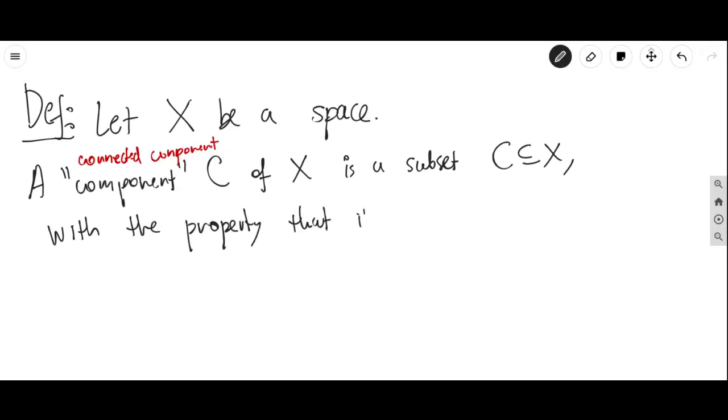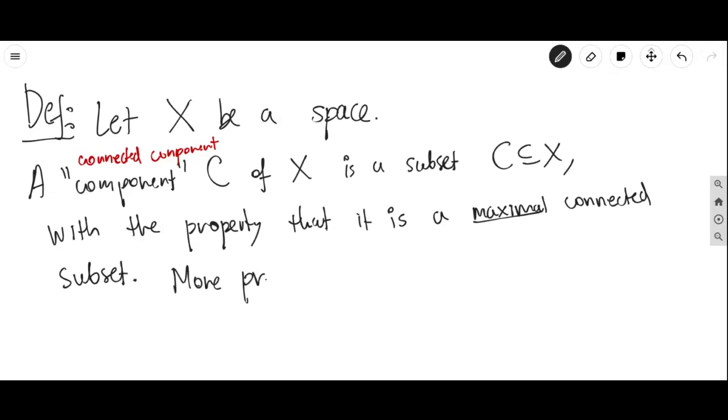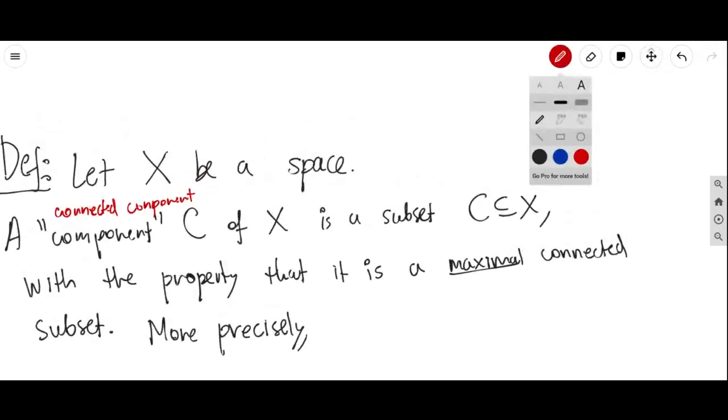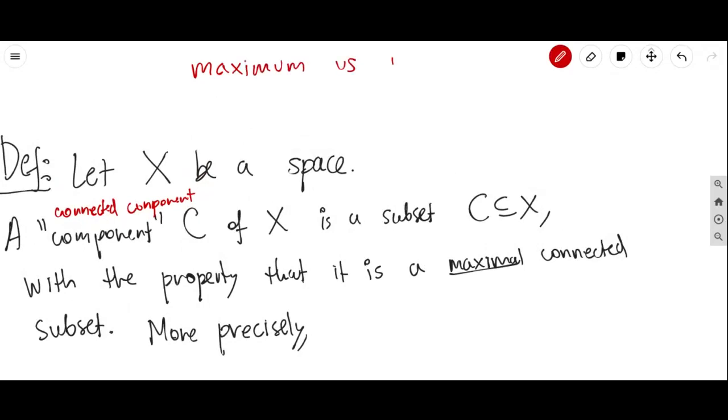That it is a maximal connected subset. So more precisely, if you're confused by what that means, there is a difference between maximum and maximal, if you've never seen this before. Maximum versus maximal. So maximum means it contains everything.